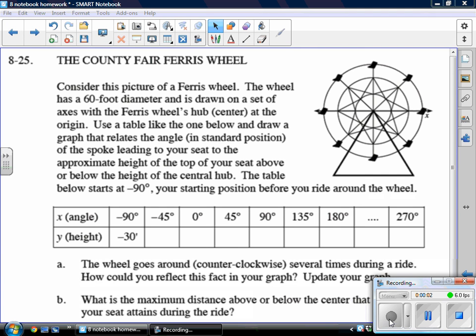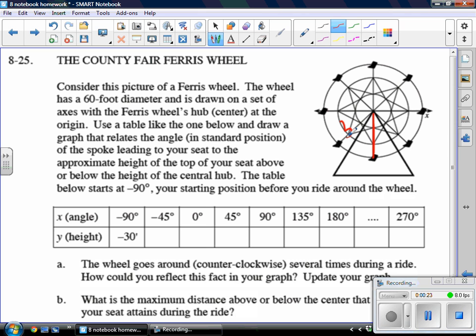This is problem 8-25 from section 8.1.1. It's called the County Fair Ferris Wheel. So basically this problem is very similar to the Screamer, but instead of having a 100-foot radius, this one has a 30-foot radius. So right here is 30 feet. Okay, so that's going to be important to figuring out this table.